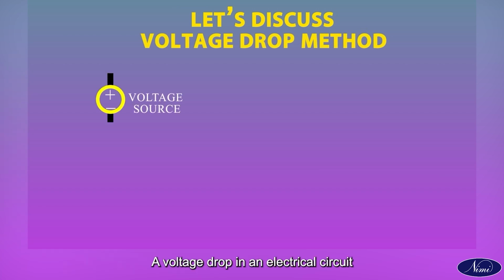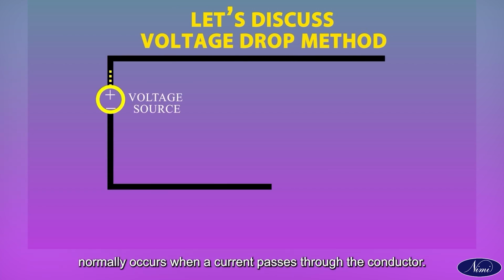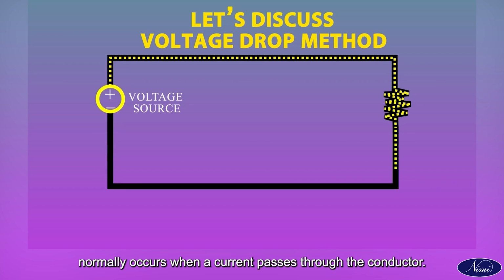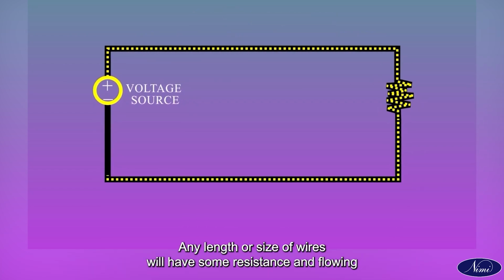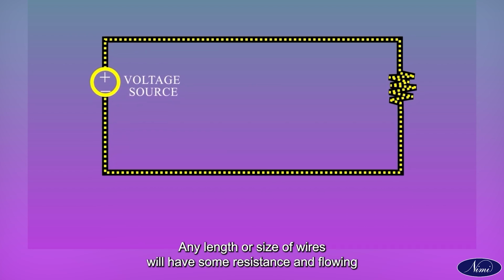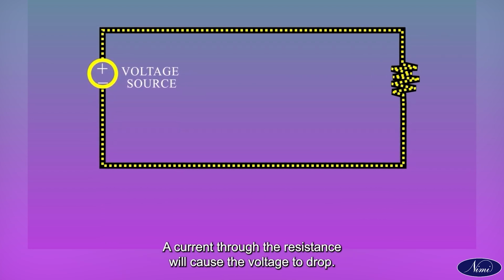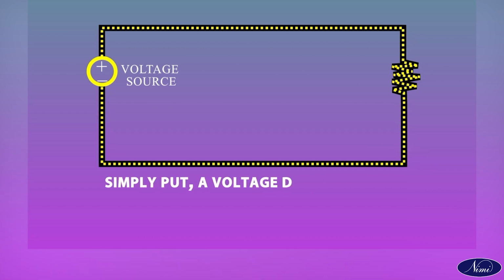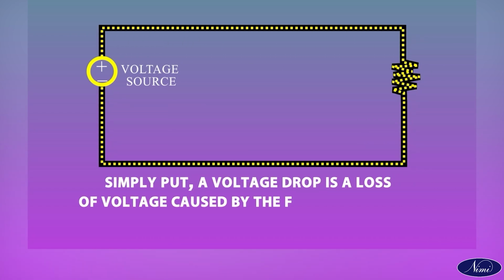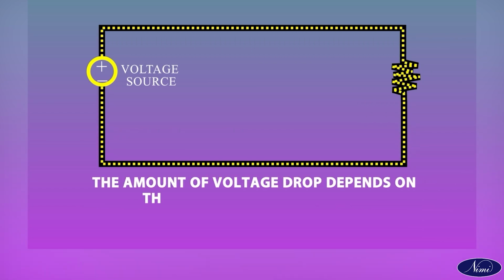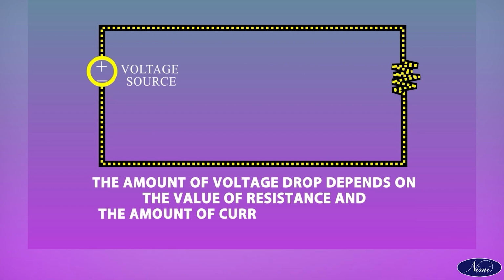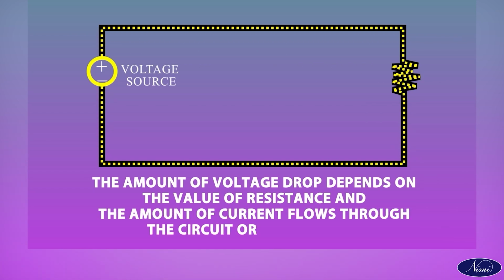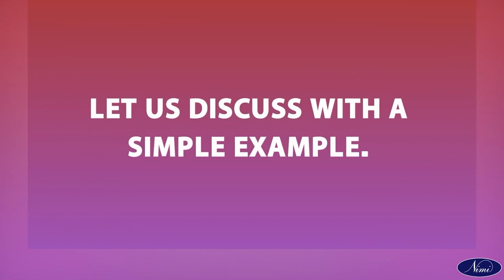A voltage drop in an electrical circuit normally occurs when a current passes through the conductor. Any length or size of wires will have some resistance, and flowing a current through this resistance will cause the voltage to drop. Simply put, a voltage drop is a loss of voltage caused by the flow of current. The amount of voltage drop depends on the value of resistance and the amount of current flowing through the circuit or the element. Let us discuss with a simple example.